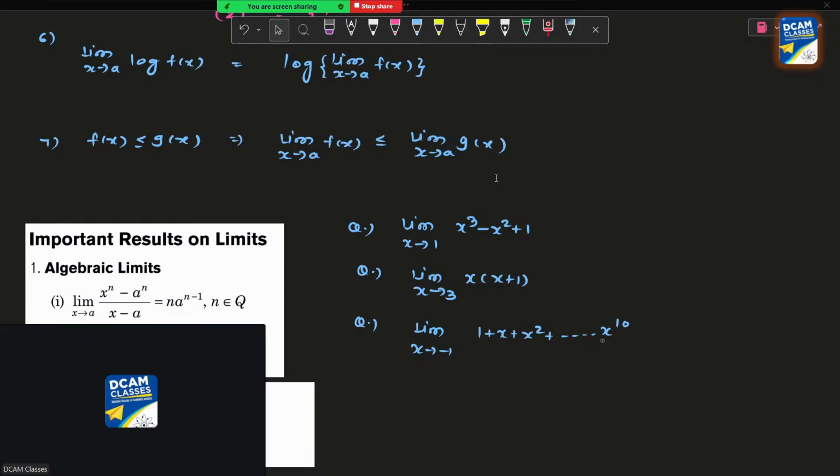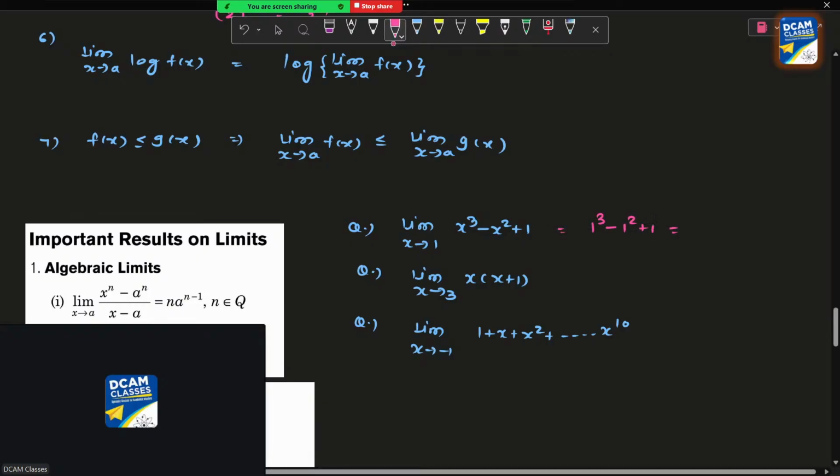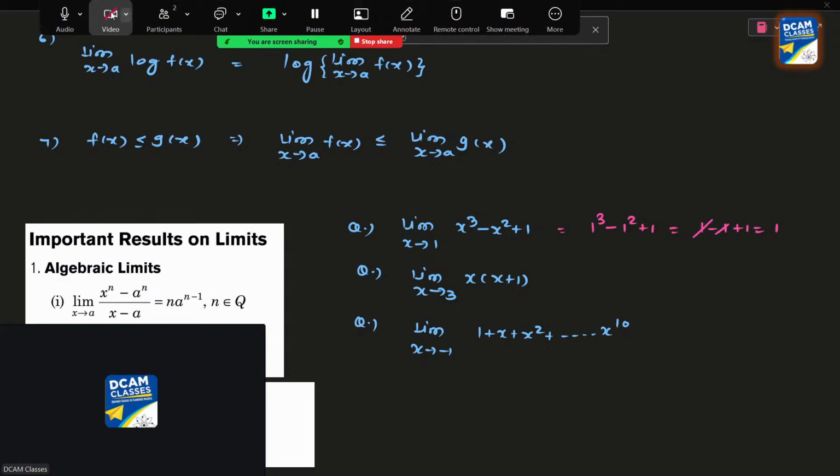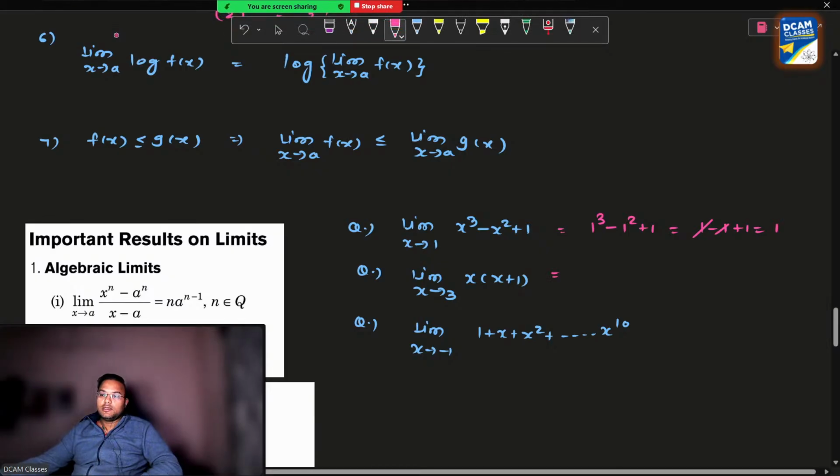So could you solve the first one and the third one? I got the answer for the second one. First one you did not solve. Easy now. 1 cube minus 1 square plus 1. Wait, 1 minus 1 is zero? Zero is allowed. No, it's not 1, no, 1 is the answer. But 0 is also allowed. It's a finite value. But sometimes 0 as a denominator is not allowed. These are indeterminate forms. It's 0 by 0. 0 by 0 form is not allowed. But a single 0 in the answer is allowed.